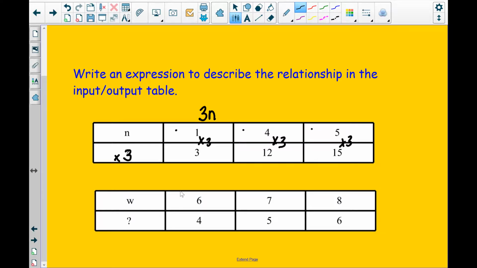Now let's look at the second input-output table. Here our variable is w. What is happening to w for us to get the output? What am I doing here? Remember, it has to remain consistent. So here to go from 6 to 4, I would have to subtract 2. Now, if it works for all of these other pairs of input-output, then that is my rule. So 7 minus 2 gives me 5, so that works there. And 8 minus 2 gives me 6. So this expression is w minus 2.